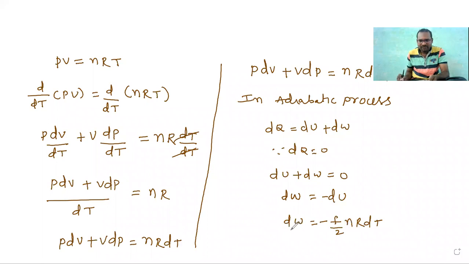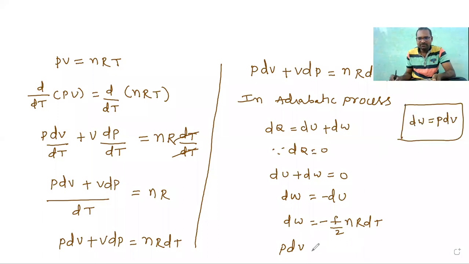But what is dW? dW is the work done by the gas. It can be written as PdV. You know the formula: dW is equal to PdV. This you know already, clear? That only I am writing there. So PdV is equal to minus f by 2 nR dT we can write.